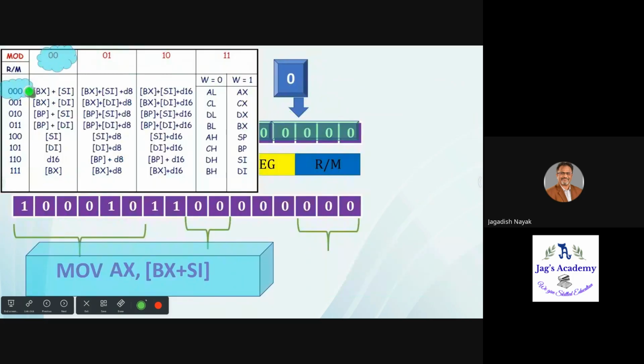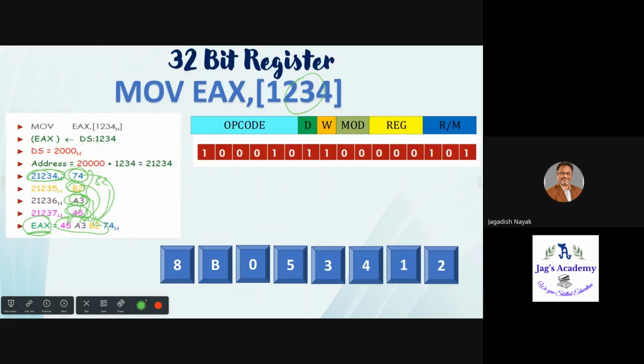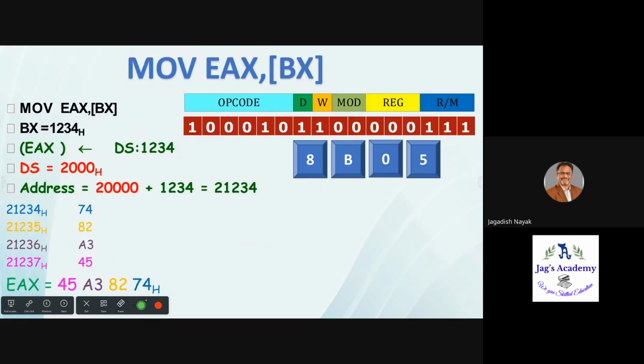Which table would you refer to? This table you would refer to. Where is that? Within the bracket BX 1111, right? 11111. You put that, and you get this: 8B05 66.